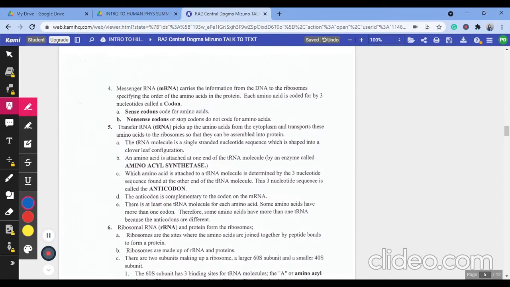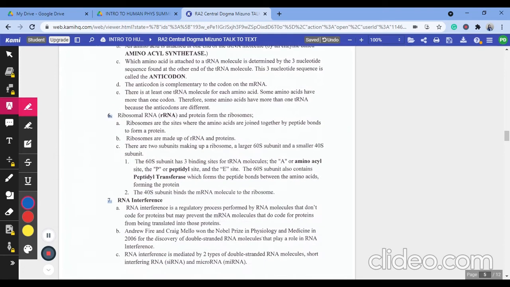So the messenger RNA carries the information from the DNA to the ribosome, specifying the order of the amino acids in the protein. Each amino acid is coded for by three nucleotides called a codon. Sense codons code for amino acids. Nonsense codons are stop codons and do not code for amino acids. Okay, pretty self-explanatory.